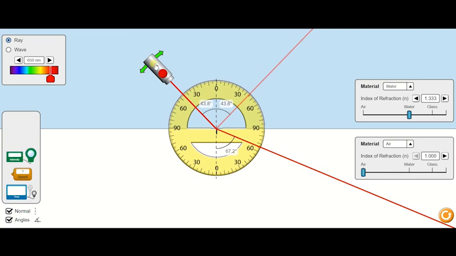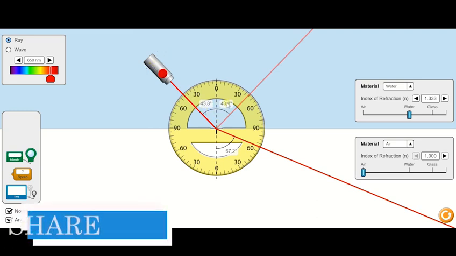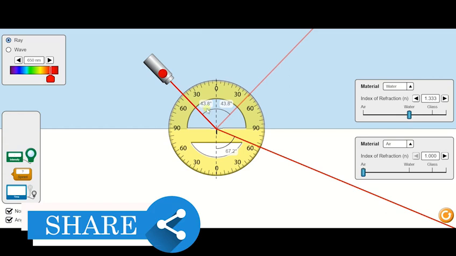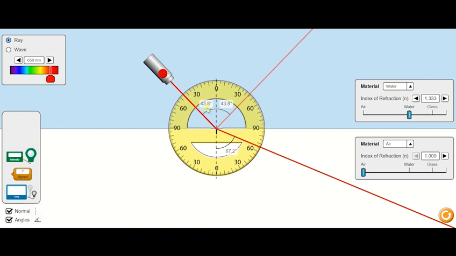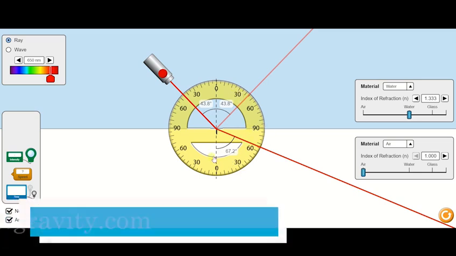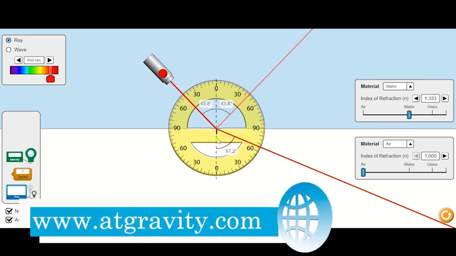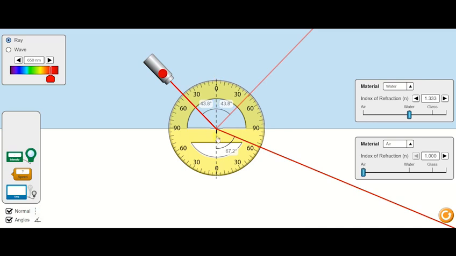Now check one thing: the angle of incidence and the angle of reflection here are the same, and somewhat less in comparison to the angle of refraction. Observe that when the light is moving from the denser medium to a rarer medium, the angle of refraction, the angle between the refracted ray and the normal, is 67.2 degrees.